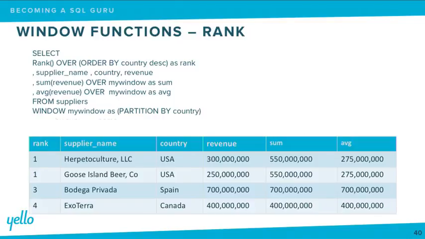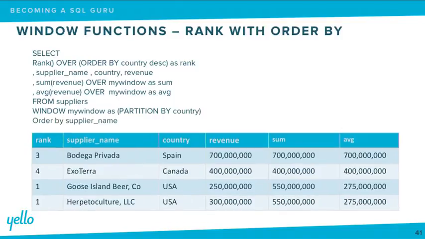The other thing I want to point out really briefly is the order by within your window clause is different than the order by for your general results display. So in this case, let's say I want to change the order of my final output. So I've said I want to order it by supplier name. But my rank is still ordered by country. Okay, so in this case, the result set changes in how it's displayed, but the values are the same.